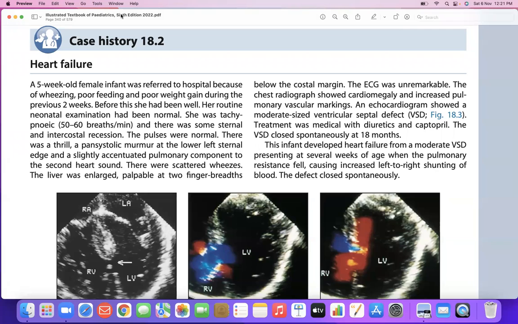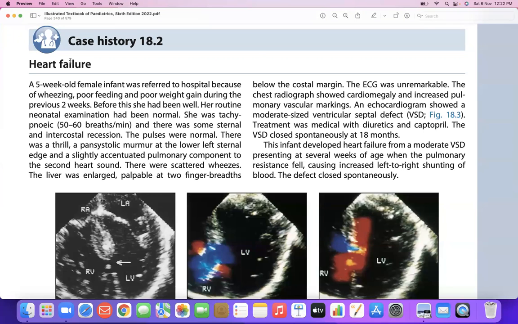So always one point we should remember, that routine normal neonatal examination does not exclude heart disease. Okay, like in the first case we saw, the child had routine normal examination, he was discharged, then he came with shock, collapsed and shock. And here also again the same story will come. Okay, but here the child was just 2 days old. Here the child is 5 weeks old.